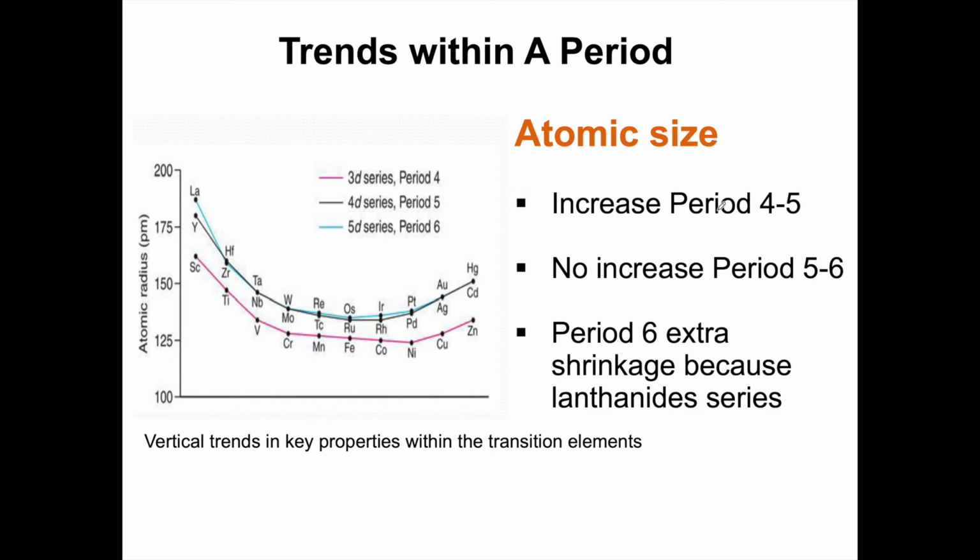And then what happened to the atomic size? The atomic size trends within a period: it will increase between period 4 and 5, and there is no increase between period 5 and 6. And what happened in period 6? Extra shrinkage, because this is where we have the lanthanide series.